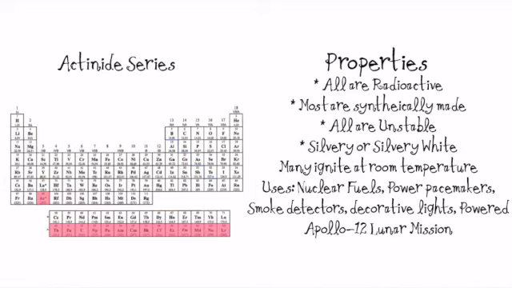The next series is the actinide series. These are all radioactive. Most of them are man-made. They are all unstable. They have a silvery or silvery white shine. Many ignite at room temperature. Some of the uses are nuclear fuel, powering pacemakers and smoke detectors, decorative lights, and they powered the Apollo 12 lunar mission.